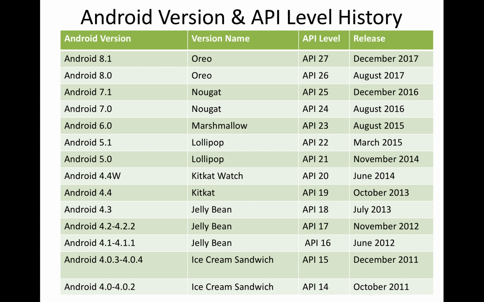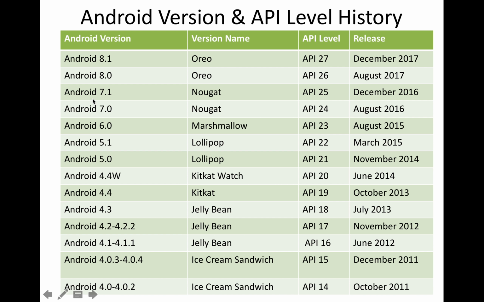What is the Android version and API level? Now we will see the Android version and API level history. Currently the latest version of Android is 8.1, version name Oreo, API level 27. It was released in December 2017. And the earlier version, Android 8.0 Oreo, API level 26, was released in August 2017.